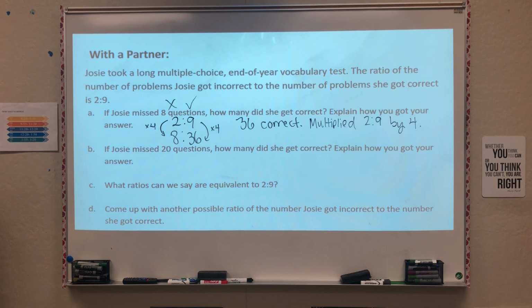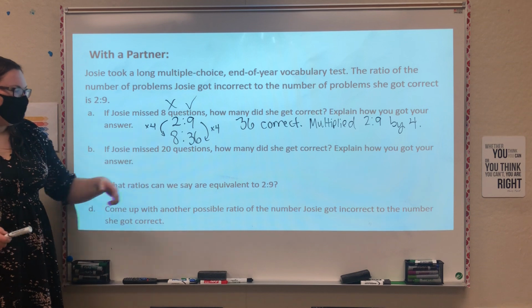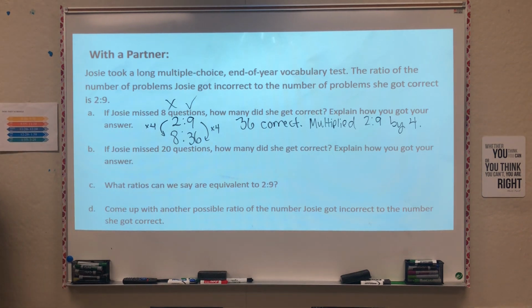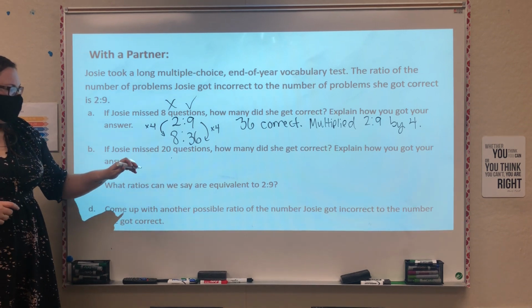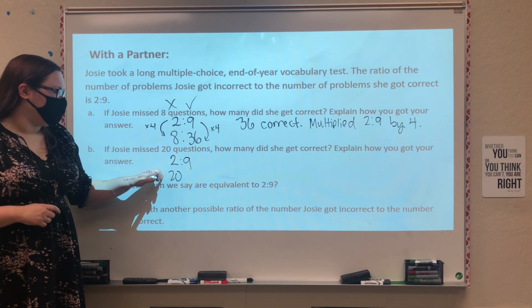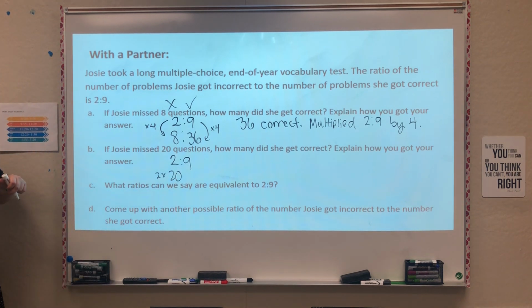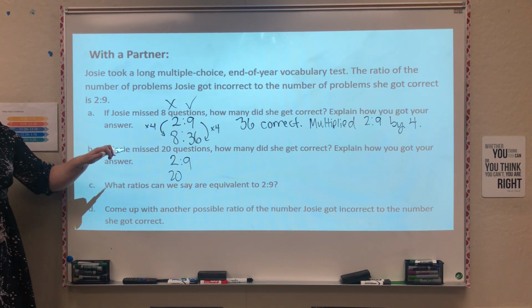I think part B is similar. We've got, if Josie missed 20 questions, how many did she get correct? You kind of led us on this first one here, Carlos. You multiply 20 by 2. No, 2 times 20. 2 times 10. Where's the 10 coming from?